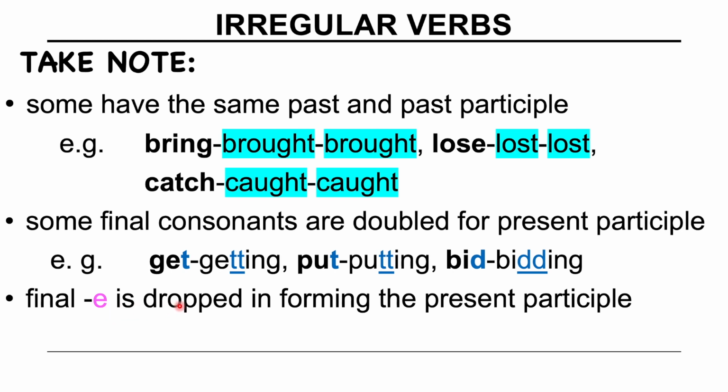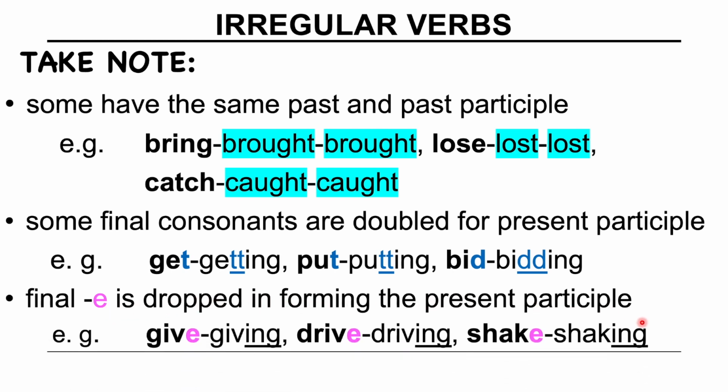Final E is dropped in forming the present participle. For example, the present participle is still with ing. So give, if we're going to have the ing form, we're going to drop the E. So the E will disappear and then we add ing. So giving, give, giving. Drive, driving. Shake, shaking. Okay?